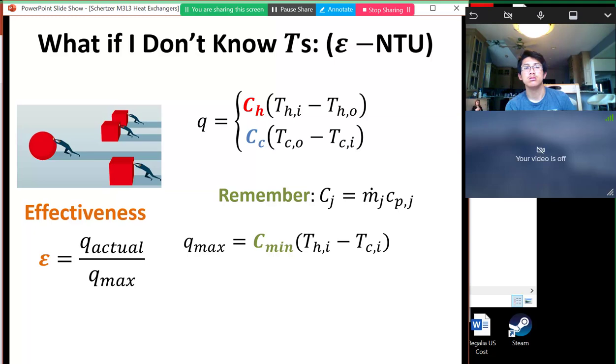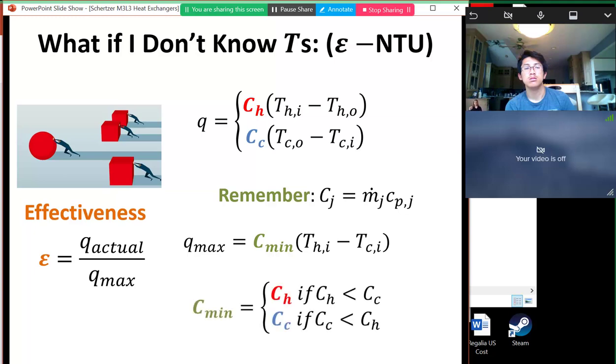And the most the temperature could possibly change is going to be the hottest temperature in my heat exchanger minus the coldest temperature in my heat exchanger. The hottest temperature is the hot inlet, and the coldest temperature is the cold inlet. So Q max is going to be big C times T hot in minus T cold in. So to do this, I have to calculate big C on both the hot side and the cold side and figure out which side is big C min.